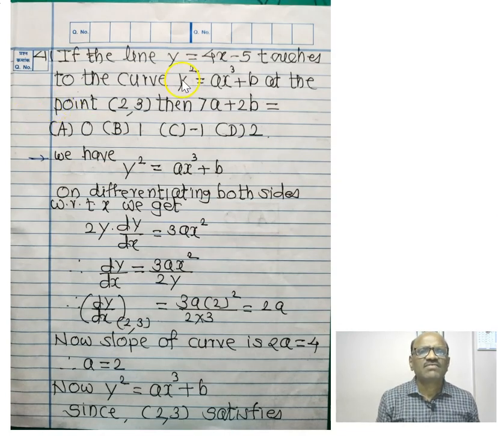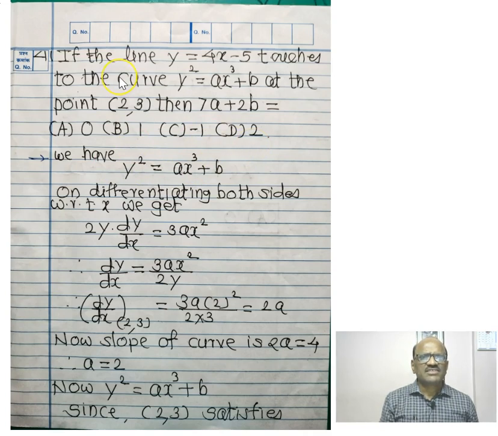Now the next question. If the line y is equal to 4x minus 5 touches the curve y square is equal to ax cube plus b at the point (2, 3), then find the value of 7a plus 2b. Is it 0, 1, minus 1, or 2?